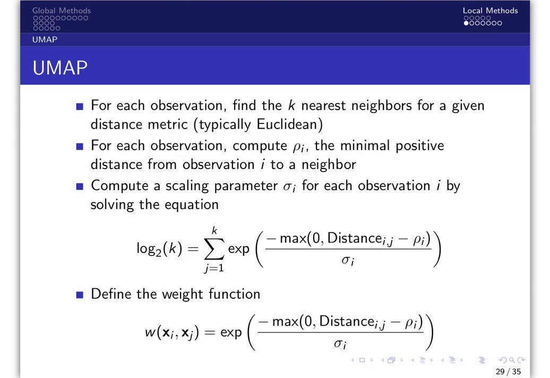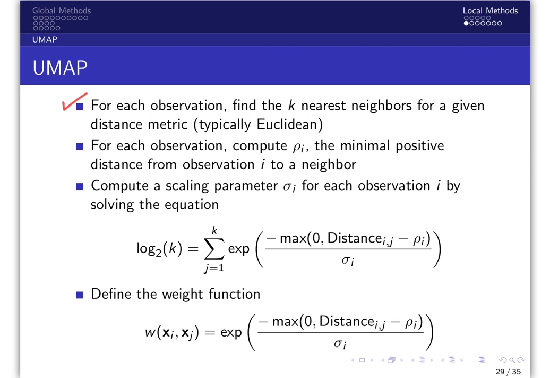UMAP was developed to overcome some perceived shortcomings of t-SNE. The UMAP algorithm consists of two primary phases: graph construction for the high-dimensional space and optimization of the low-dimensional graph layout. The graph construction phase is as follows.